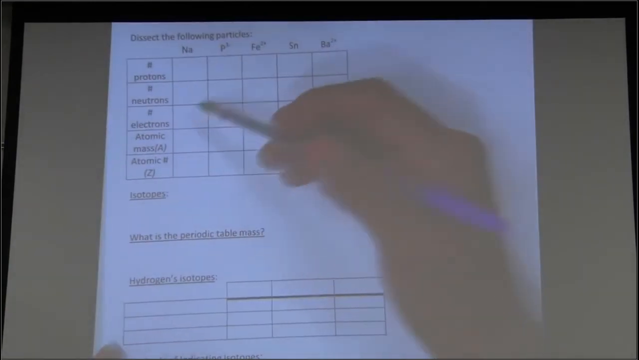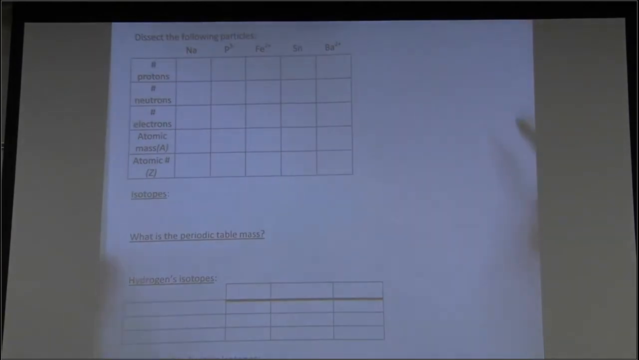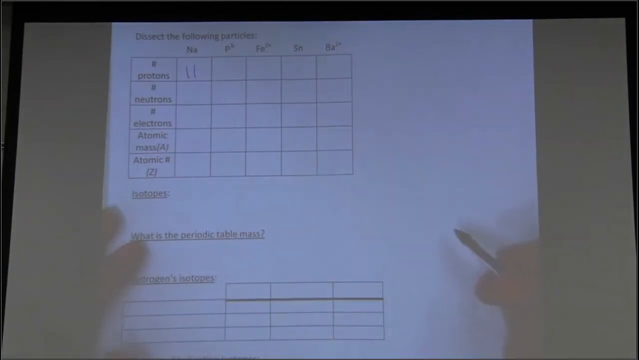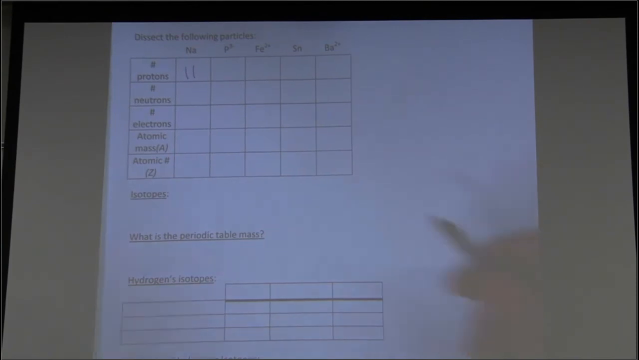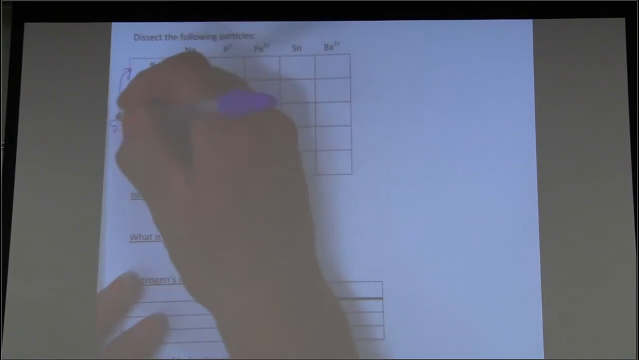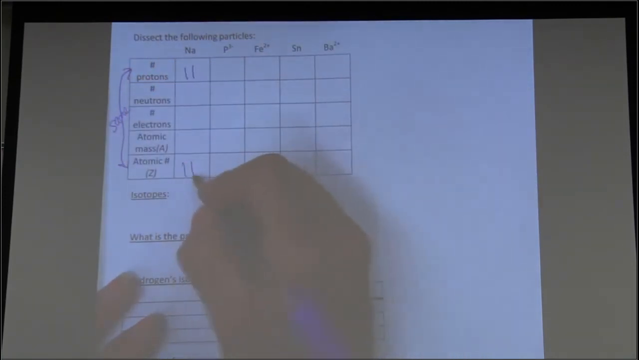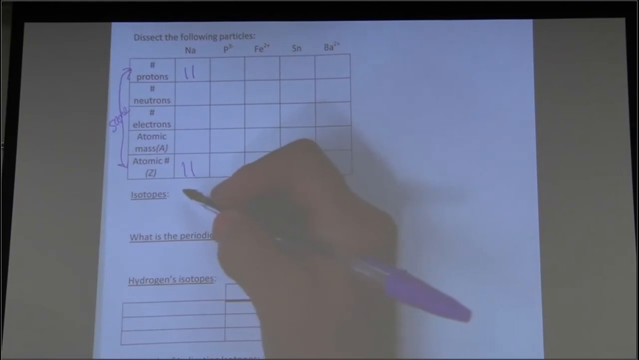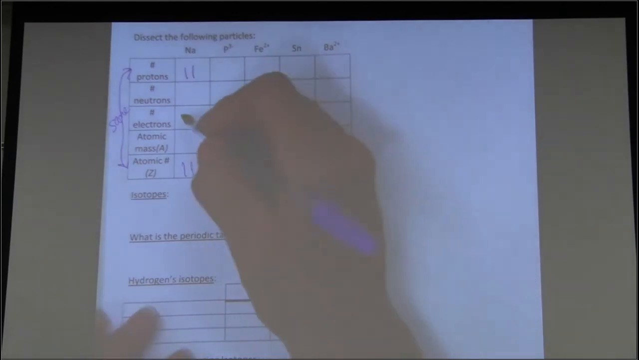I'll do this one with you. Sodium. Tell me what you know about sodium. What's the number of protons for sodium? 11. Who else automatically is 11? Atomic number. That one's always atomic number. So automatically protons and atomic number are always the same. Always. So that's 11. Now, because this is neutral, how many electrons are there?